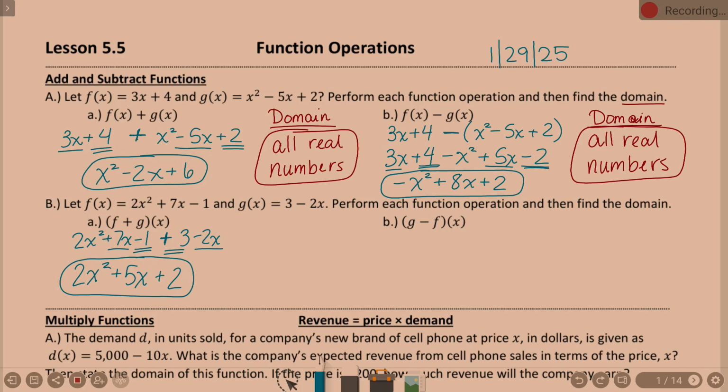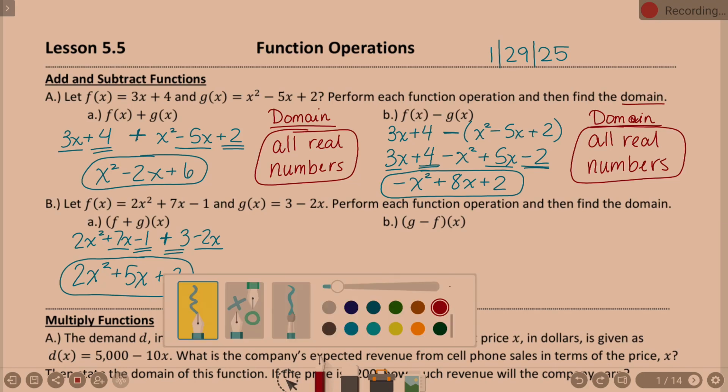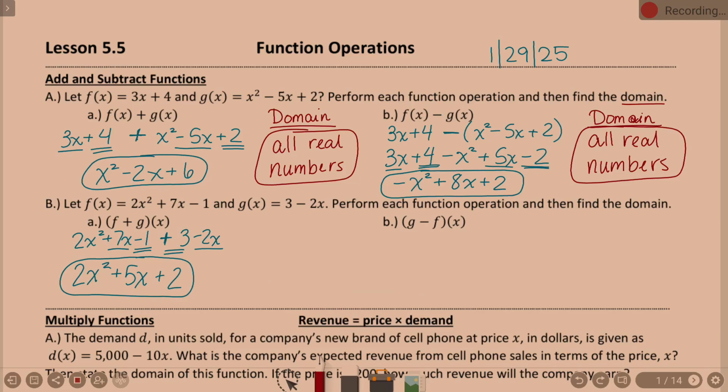Thoughts on the domain? All real numbers. I don't have any fractions. I don't have any square roots. I'm just putting numbers into x's and x squareds. So any number can go in there. So my domain, again, is indeed all real numbers.